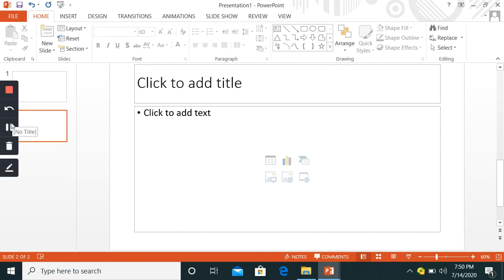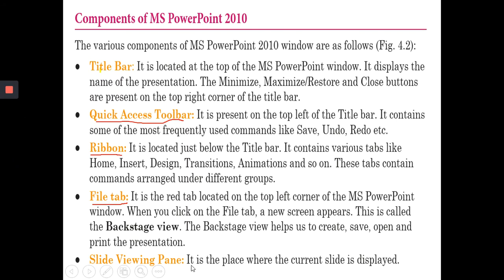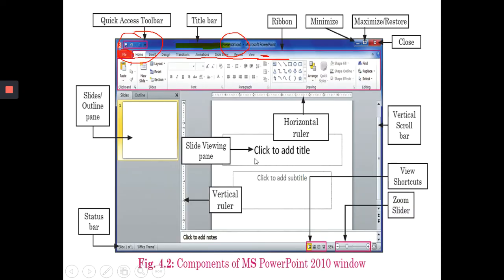So next is slide viewing pane. It is the place where the current slide is displayed. Okay, now see in the picture this area. This area is called the slide viewing pane.